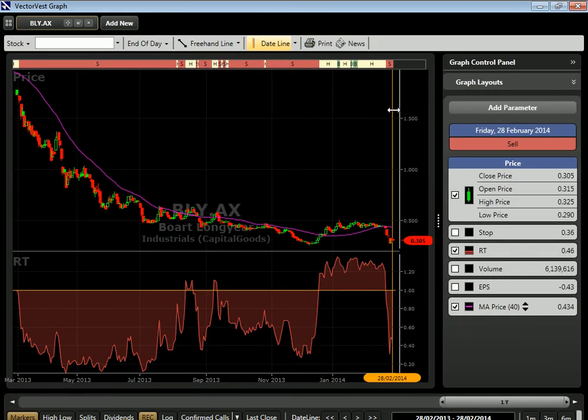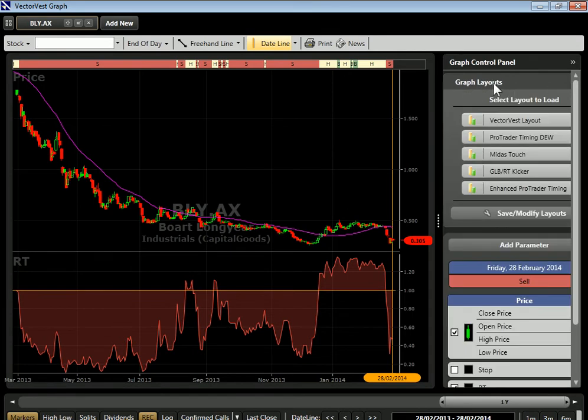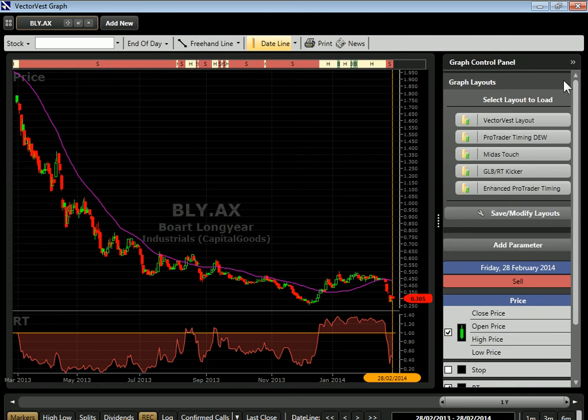Well, they do say a picture is worth 1,000 words, and here we have a stock that has really been suffering over the last year or so. The first thing that I want to point out is by default in our normal default charting package, you should have a 40-day moving average listed on the screen for you every time you open up a stock graph. If you have moved around and created some of your own templates, you can get right back to our default layout by clicking on the graph layout section and going to the VectorVest layout.